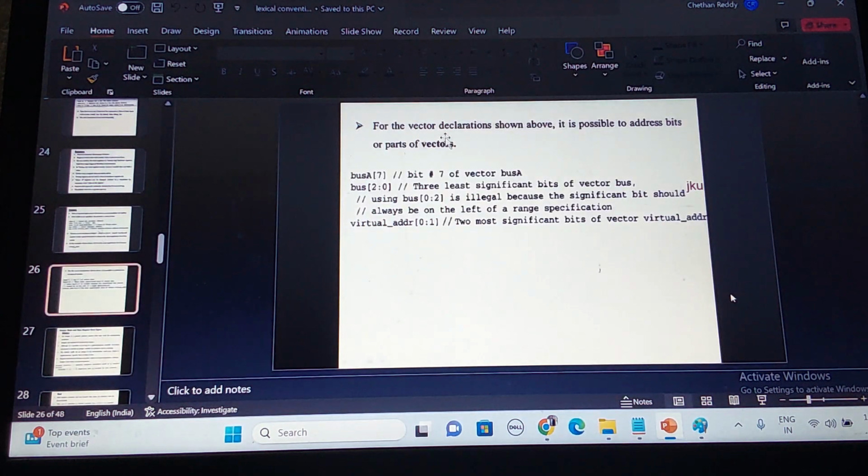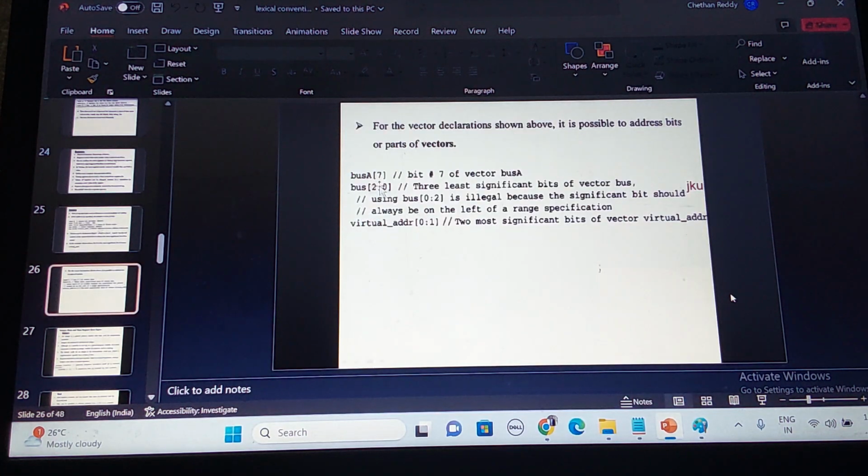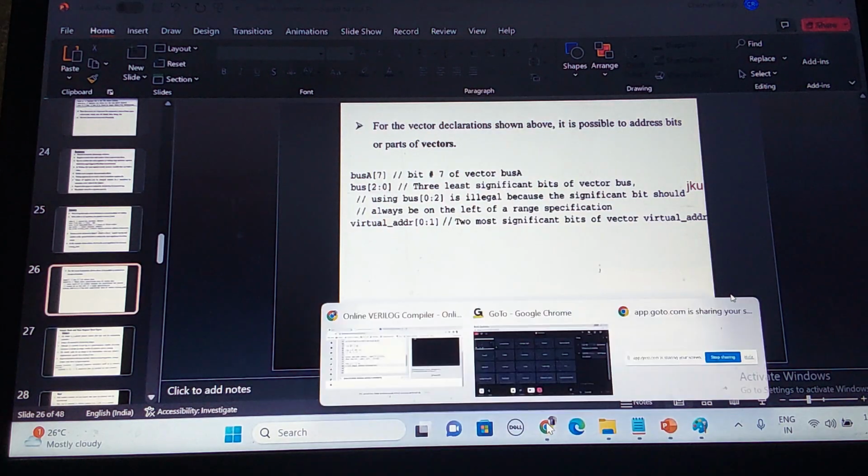For the vector declaration shown above, it is possible to address the bits or parts of the vector. Range 7 down to 0 means A of 7, A of 6, A of 5, 4, 3, 2, 1, 0. So you can see this example. In the above example, this is my bus, 7 down to 0. Why 7 down to 0? Because the bus size is 8 bits. If I use bus of 7, it gives me bit 7 of the vector. How do you understand?